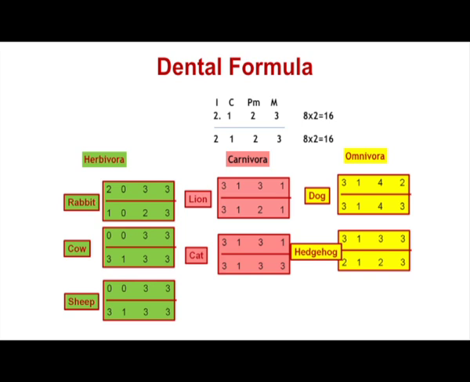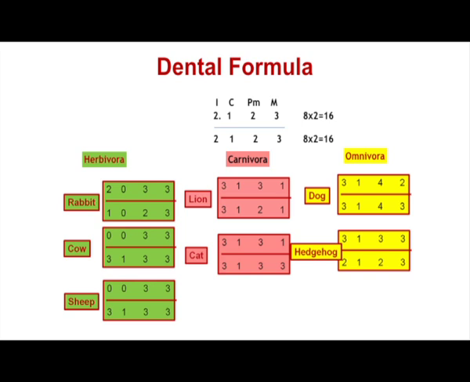In the case of herbivora, we mostly see a complete absence of canines. As I said, canines are only required to tear meat. Because herbivora do not take meat as their food, this particular tooth is completely absent in this class of animals. Whereas they have a larger number of premolars and molars, because most herbivorous animals take grass as a food material, and it has to be crushed and chewed using the premolars and molars.